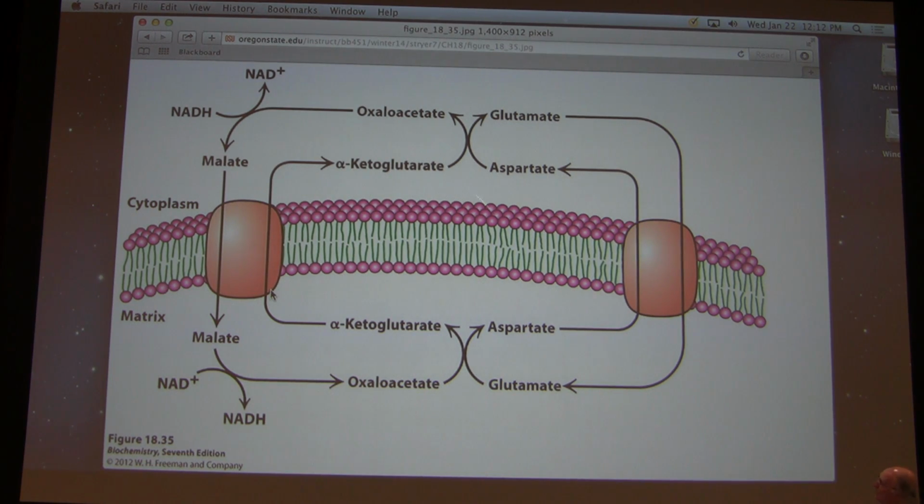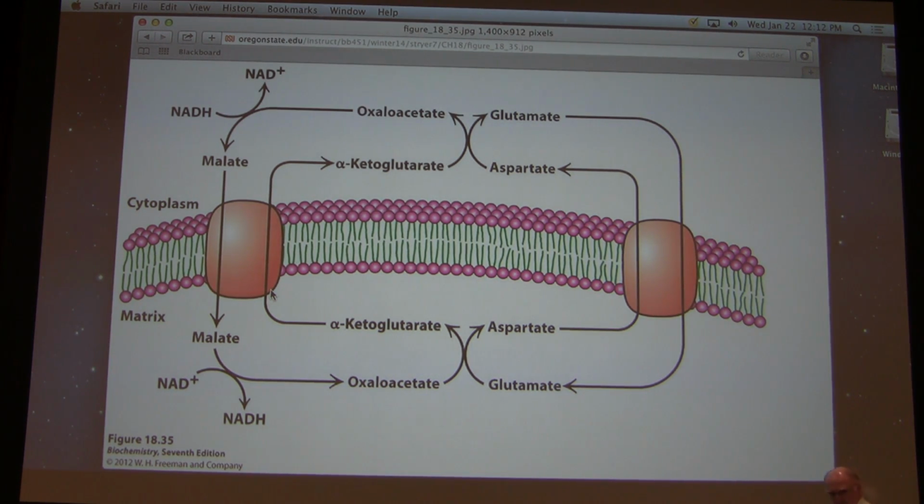The rest of this figure, which looks very confusing, is simply balancing the equation. I don't expect you're going to reproduce this figure. The critical part of this figure is what's happening right here. Malate is the shuttle that carries the electrons across. The oxaloacetate gets converted to aspartate. The aspartate gets transported out as glutamate gets transported in. Glutamate gets converted to alpha-ketoglutarate and goes up here. And the equation is balanced. The important thing isn't balancing the equation. The important thing is how the electrons are moving.